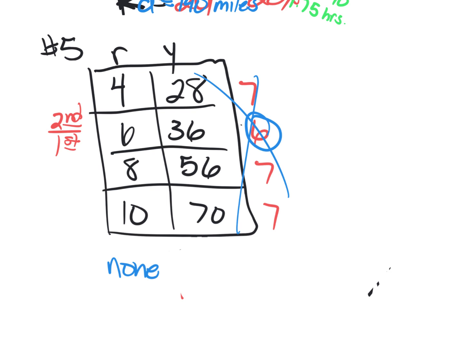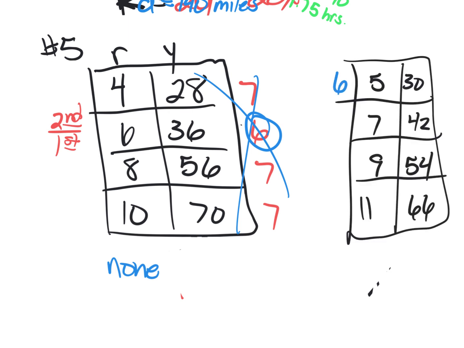All right, so let's look at one that is proportional and what we need to do to write an equation. So same thing again, second column divided by first column. So 30 divided by 5 is 6. 42 divided by 7 is 6. 54 divided by 9 is 6, and 66 divided by 11 is 6. So they are all the same. So yes, it is proportional.